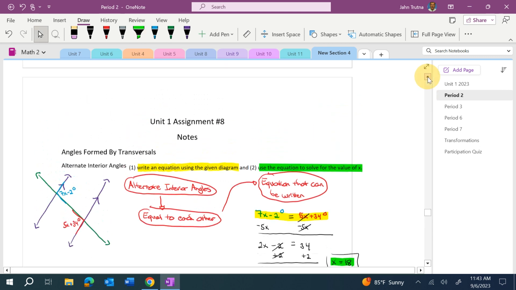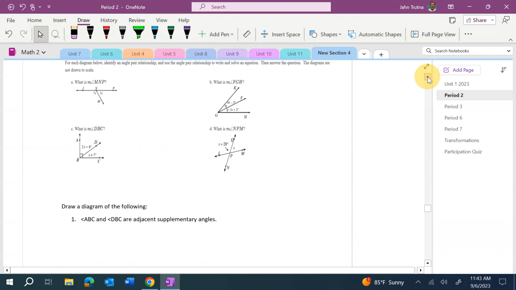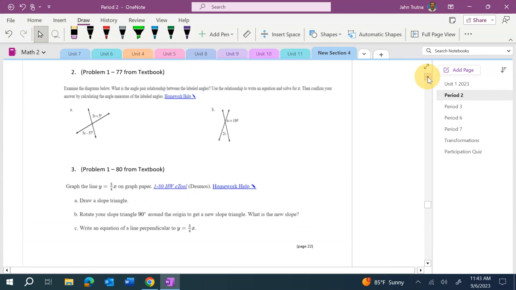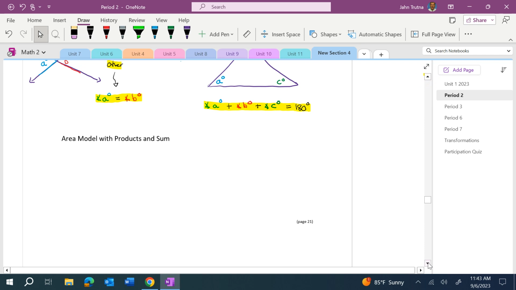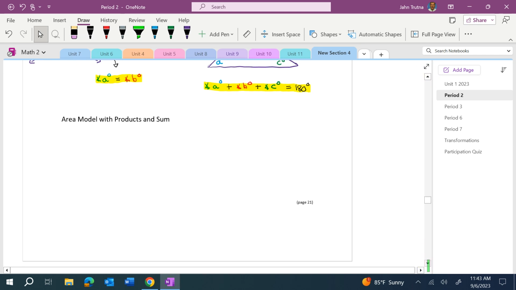But we're going to go back up. You're going to go back to your notes for assignment number 7. And let's review what we mean by area model with products and sums. Okay? So here's what I mean by area model with products and sums.